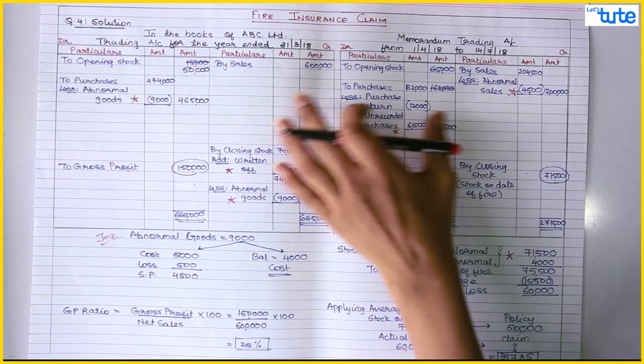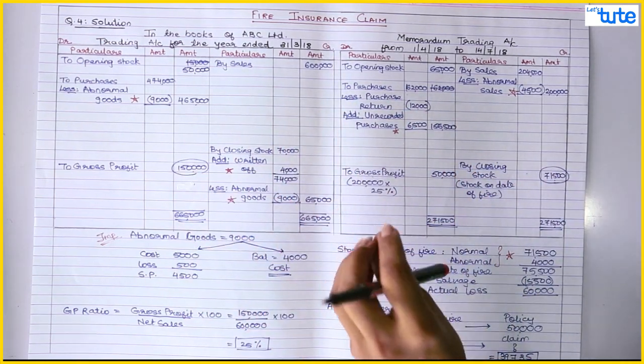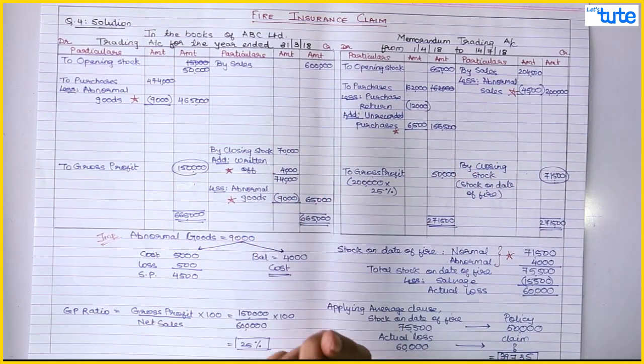So in this, the abnormal goods treatment was the new item which we have not done in the previous 3 questions. Okay, so I hope you understood this question.